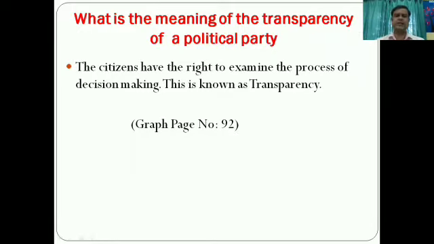Then, the next part, what is the meaning of transparency of a political party? The citizens have the right to examine the process of decision making. Means every person has that right to examine the process of decision making, and this is known as transparency.